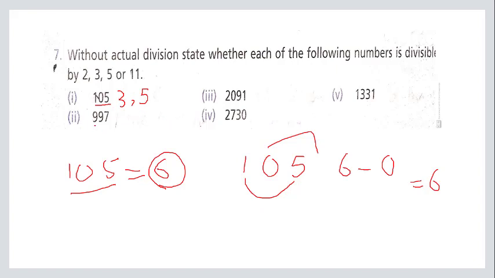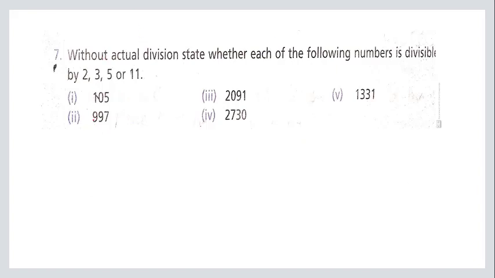Now coming to part 2, 997. Now the last digit is 7, so this is not divisible by 2. We now look for 3. For 3, the rule is add all the digits. 9 plus 9 is 18, 18 plus 7 is 25. Now 25 is not divisible by 3, therefore 997 is also not divisible by 3. Now we look at the test of 5. For the test of 5, the end digit should be either 0 or 5, but this is 7, so this is also not divisible by 5.